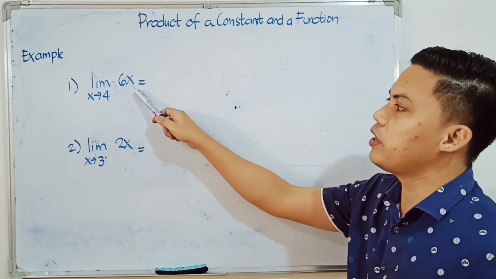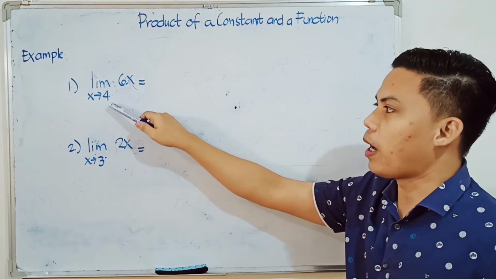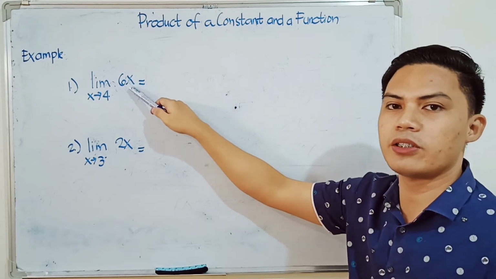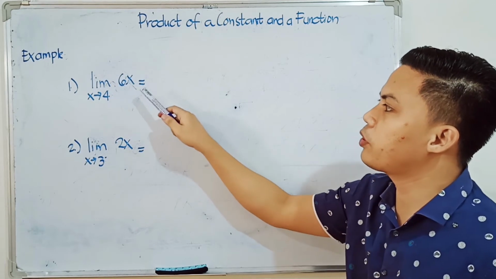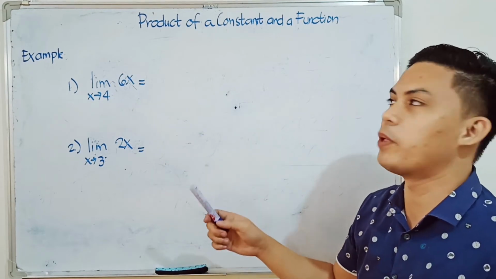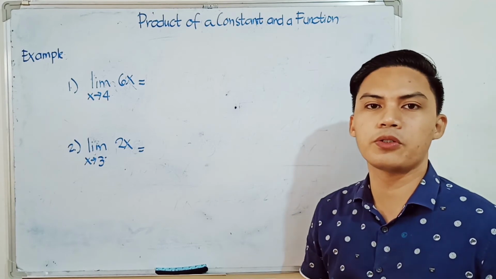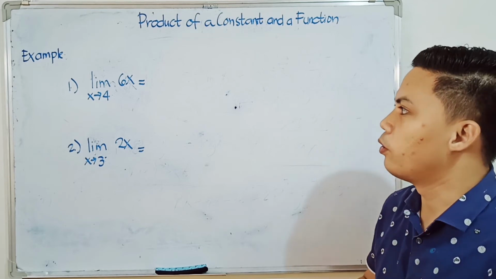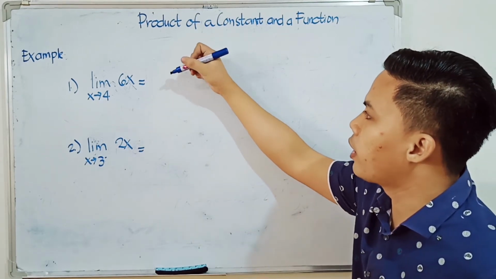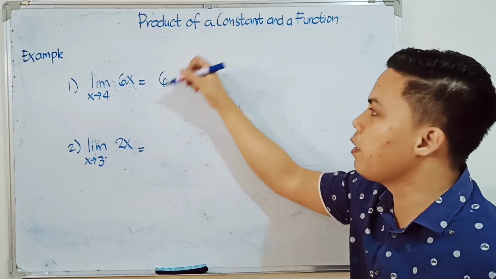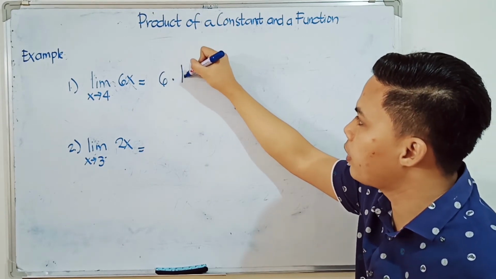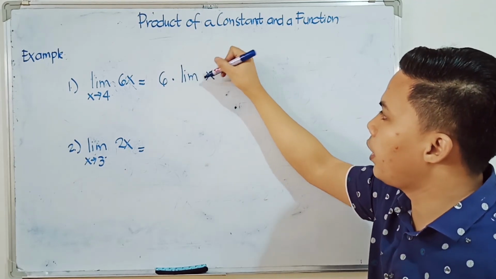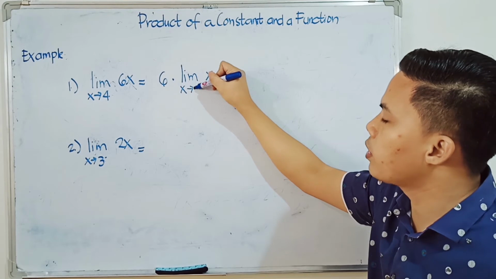Suppose we have the limit of 6x as x approaches positive 4. So kung mapapansin natin, we have a constant and a function x. So pag ito yung magiging sitwasyon natin, we're going to make use of the theorem about product of a constant and a function. All we need to do is to factor outside yung constant or yung given constant natin. So in this case, it would be written as 6. 6 yung constant natin. Then multiply natin siya dun sa limit ng function. So yung natirang function na lang natin is si x. So the limit of x as x approaches positive 4.